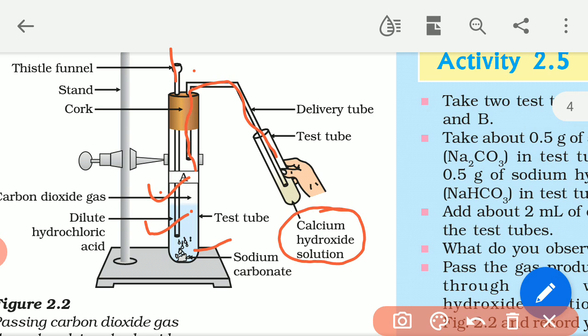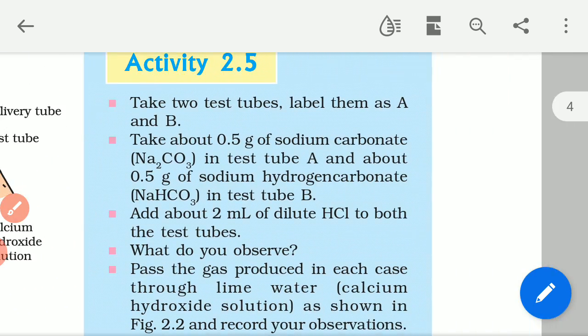This is the delivery tube. The test tube contains calcium hydroxide. When the carbon dioxide gas enters the calcium hydroxide solution, it becomes CaCO3, calcium carbonate, plus H2O.